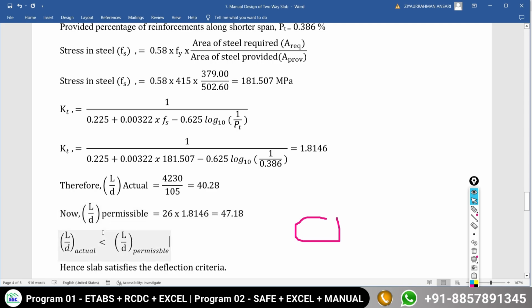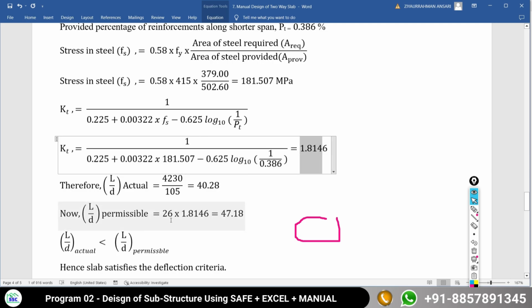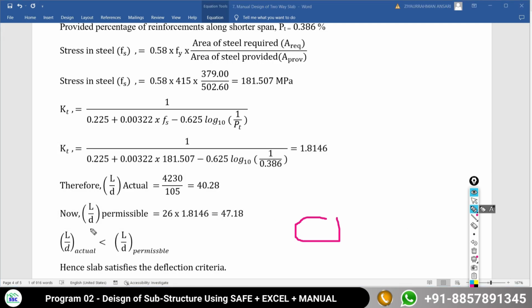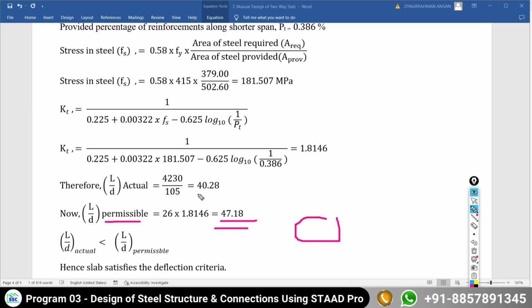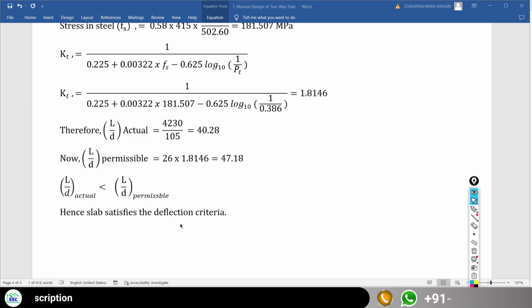Now what is the permissible span to effective depth ratio? The span to effective depth ratio for the continuous slab is 26. Now 26 I am going to multiply with the calculated modification factor. If you multiply this value, we get the permissible span to effective depth ratio as 47.18. So the actual ratio is 40.28 and the permissible ratio is 47.18. Your actual value is less than your permissible value. Hence, the slab is satisfying the deflection criteria. Your design is safe in the deflection criteria as well as your provided depth is safe in the deflection criteria.